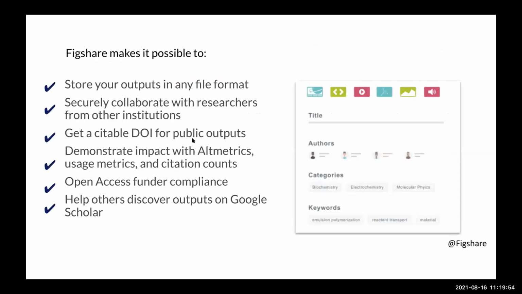Using Kikapo to store and share your data means that you can store your outputs in any file format. It means you can securely collaborate with researchers from other institutions. It means that you can get a citable digital object identifier for public outputs. You can demonstrate impact with altmetrics and other similar things. There is open access, which is very valuable for funder compliance, and can help others discover your outputs on Google Scholar.